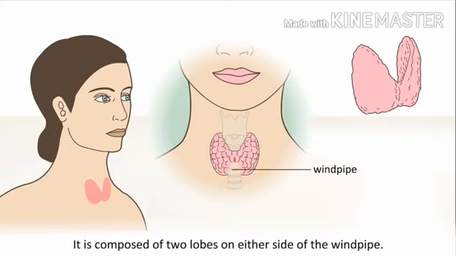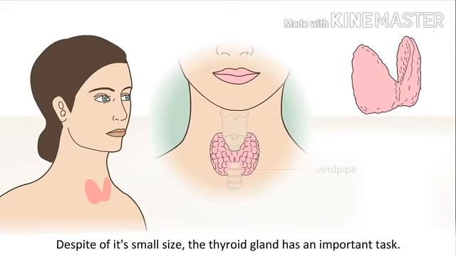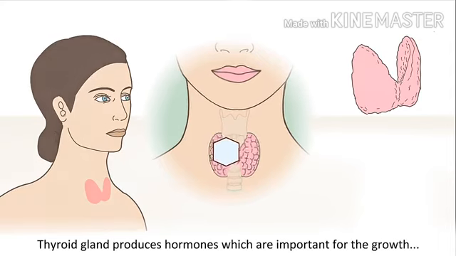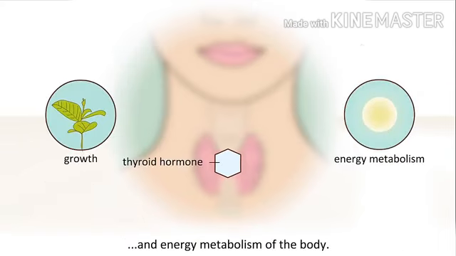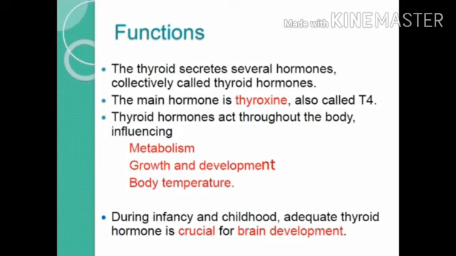The thyroid is composed of two lobes. Despite its small size, the thyroid gland has an important task. Thyroid gland produces hormones which are important for the growth and energy metabolism of the body. The thyroid secretes several hormones collectively called thyroid hormones. The main hormone is thyroxine, also called T4. Thyroid hormones act throughout the body, influencing the metabolism, growth and development, and also maintaining body temperature. During infancy and childhood, an adequate amount of thyroid hormone is essential for brain development.